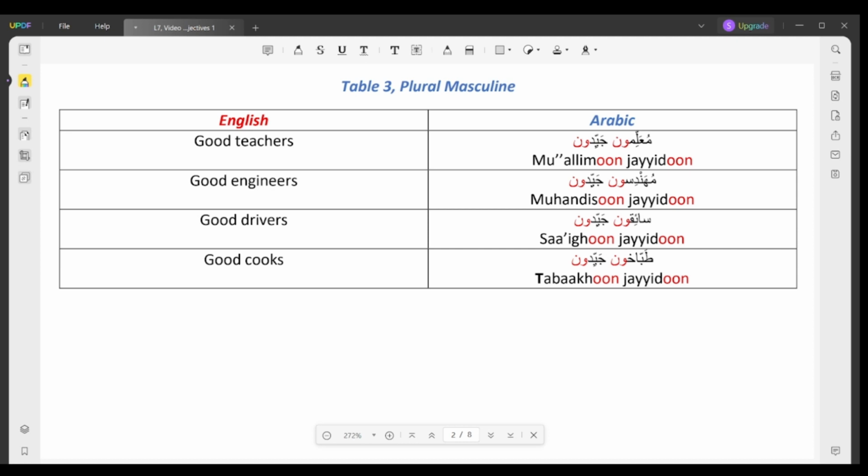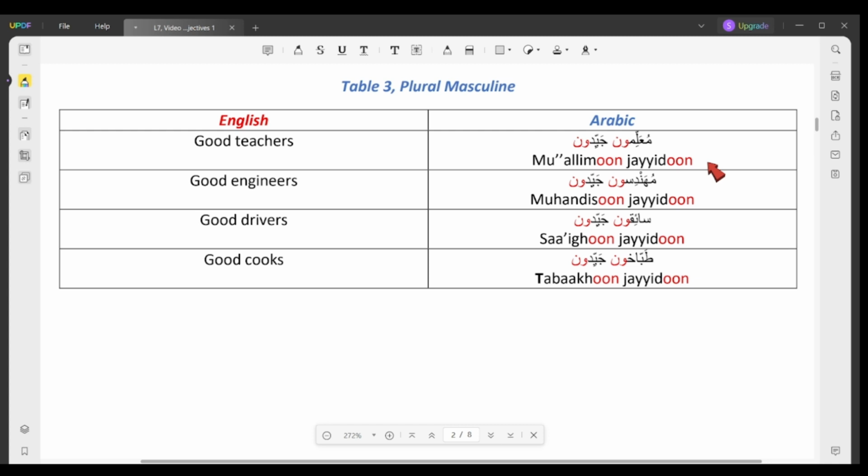Alright, now let's move on to table 3 for plural masculine adjectives. Plural masculine means when we talk to or about a group of guys or a mixed group of guys and girls. Let's look at the first one. Good teachers. معلمون جيدون. If we look at our adjective جيدون, what we realize is that we have added the extension un to the end of our adjective to match the word معلمون. So it goes معلمون جيدون.